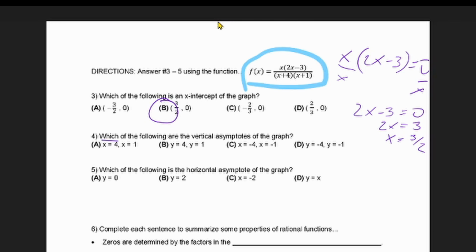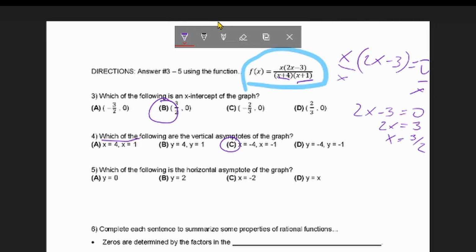For number 4, it asks which of the following are vertical asymptotes on the graph. Vertical asymptotes are going to be where the denominator equals 0. So we're looking at x plus 4 and x plus 1. And so that would be where x equals negative 4 and negative 1.